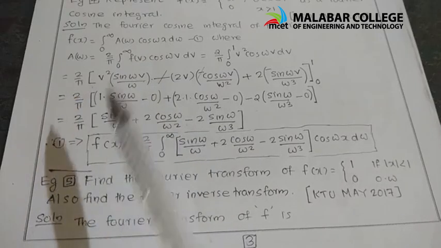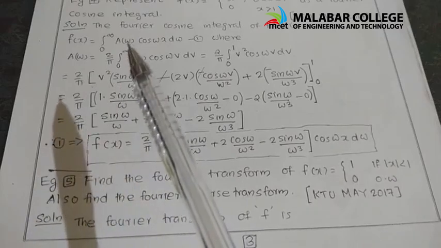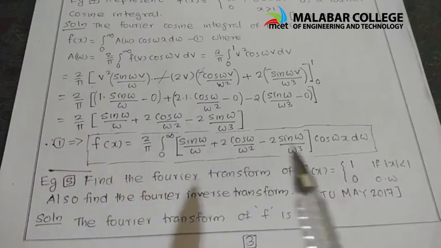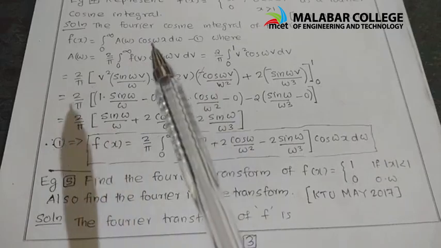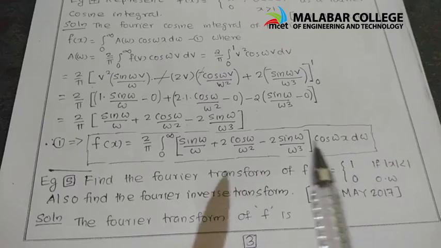So in the A omega I have 2 by pi. This 2 by pi I am taking out. Then I am writing A omega. This complete A omega I am writing here from here to here. So this term I am writing here to here. Then cos omega x d omega. This cos omega x d omega. This is what about the first question.